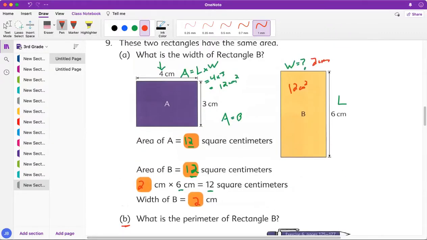All right. So then it says, part B here. It says, what's the perimeter of the rectangle B? So we know that perimeter is equal to all of our sides. So 2 times our width, plus 2 times our length. So if our width is 2, we can say 2 times 2 plus 2 times 6, because that's our length. And that should mean that we have 4 plus 12. And so our perimeter should be 16 centimeters.